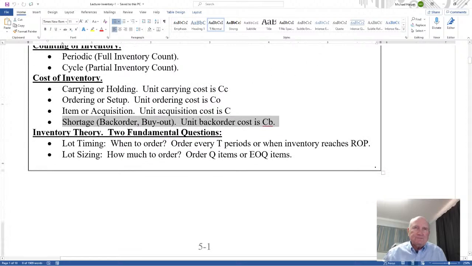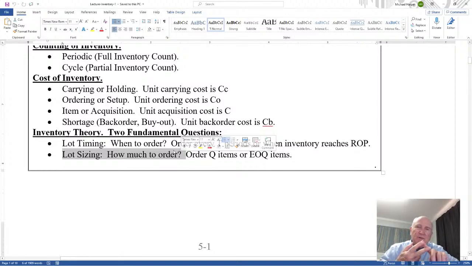Now, finally, two fundamental questions of inventory theory. The lot timing question: when do you order? When do I place my order? And the lot sizing question: how much do I order? I call those the two fundamental questions of inventory theory. How much do I order and when do I order it? And that's what we'll look at today.